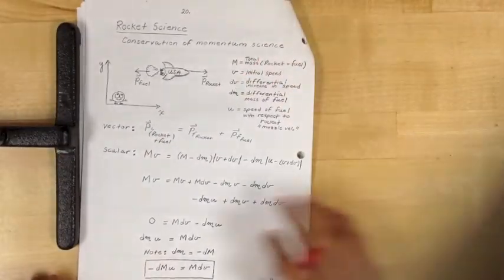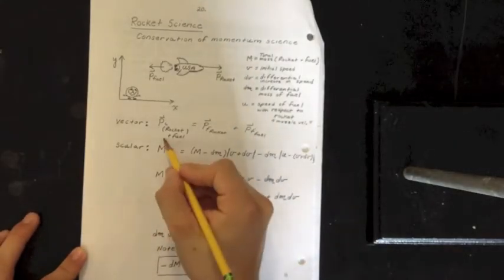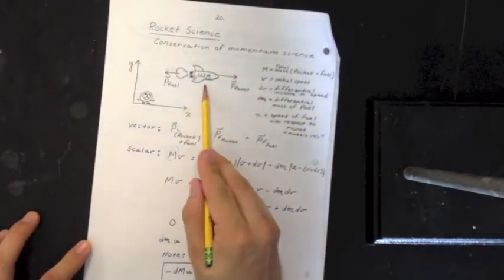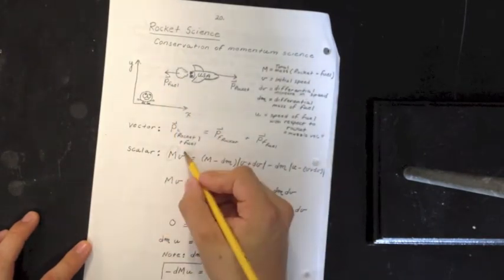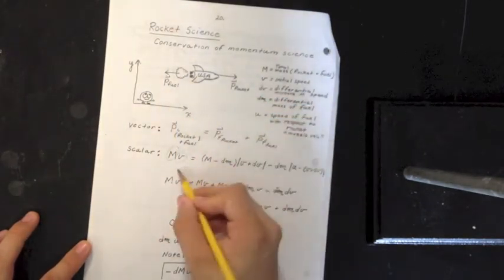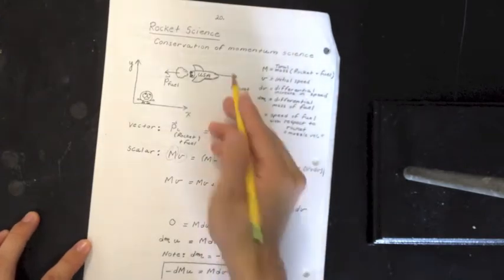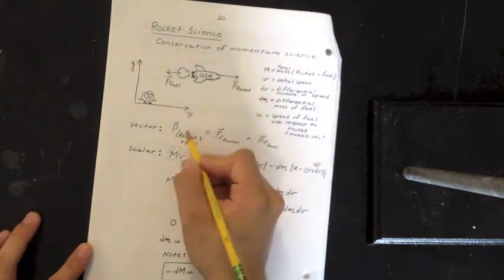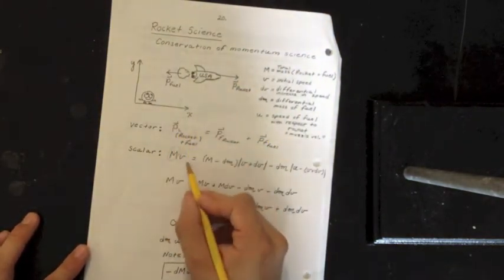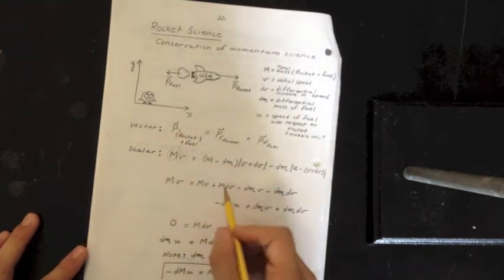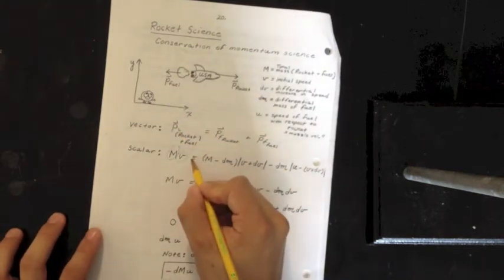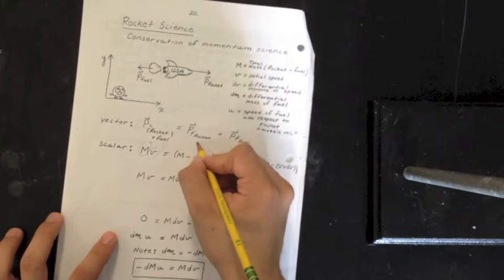Rocket problem. So your total mass, which is the mass of the rocket plus the mass of the fuel, times the velocity that it's initially moving at, is your initial momentum. Now this is moving in a positive direction, so the magnitude as well as the direction is going to be a positive number. So this is equal to your final momentum.